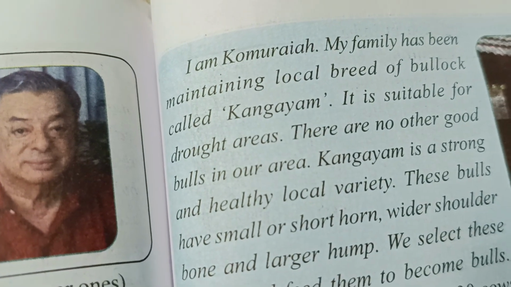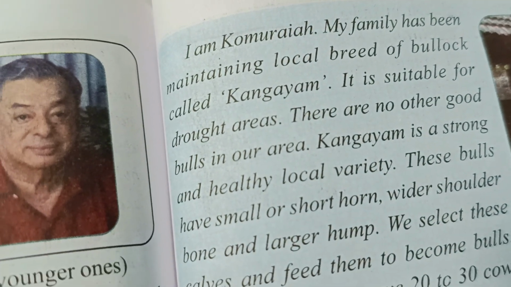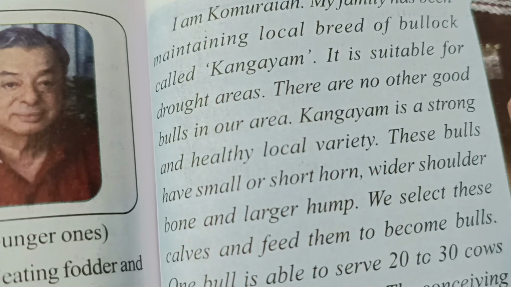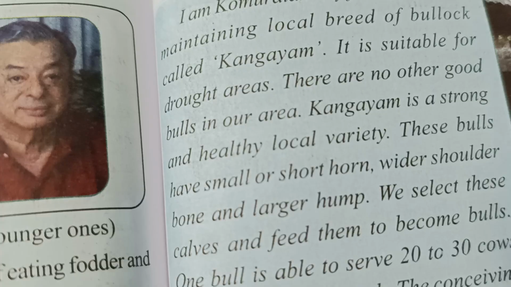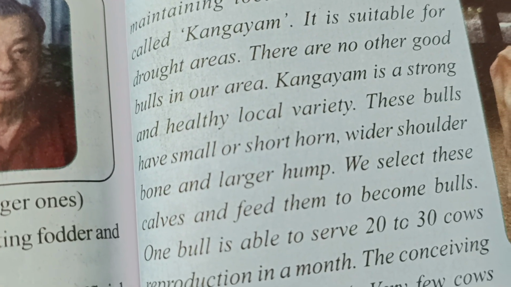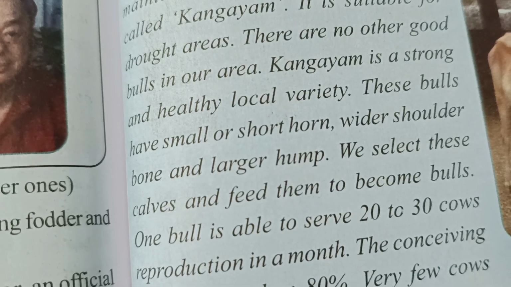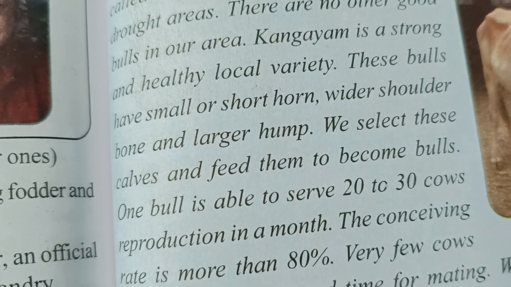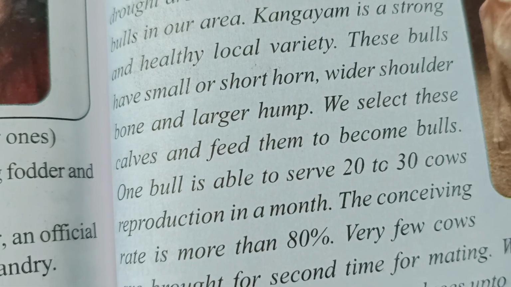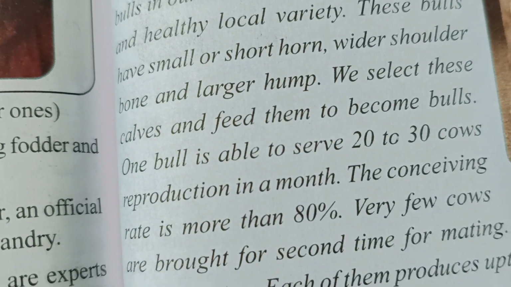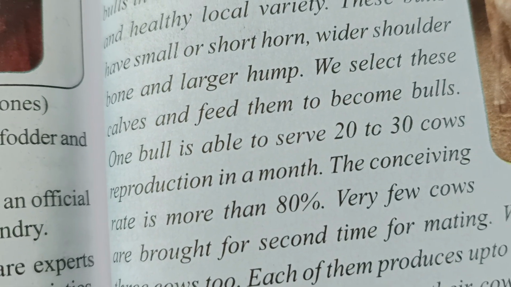I'm Kamaraya. My family has been maintaining a local breed of bull called Kangayam. It is suitable for drought areas. There are no other good bulls in our area. Kangayam is a strong and healthy local variety. These bulls have a short horn, wider shoulder bone, and a larger hump. We select these calves and feed them to become bulls.